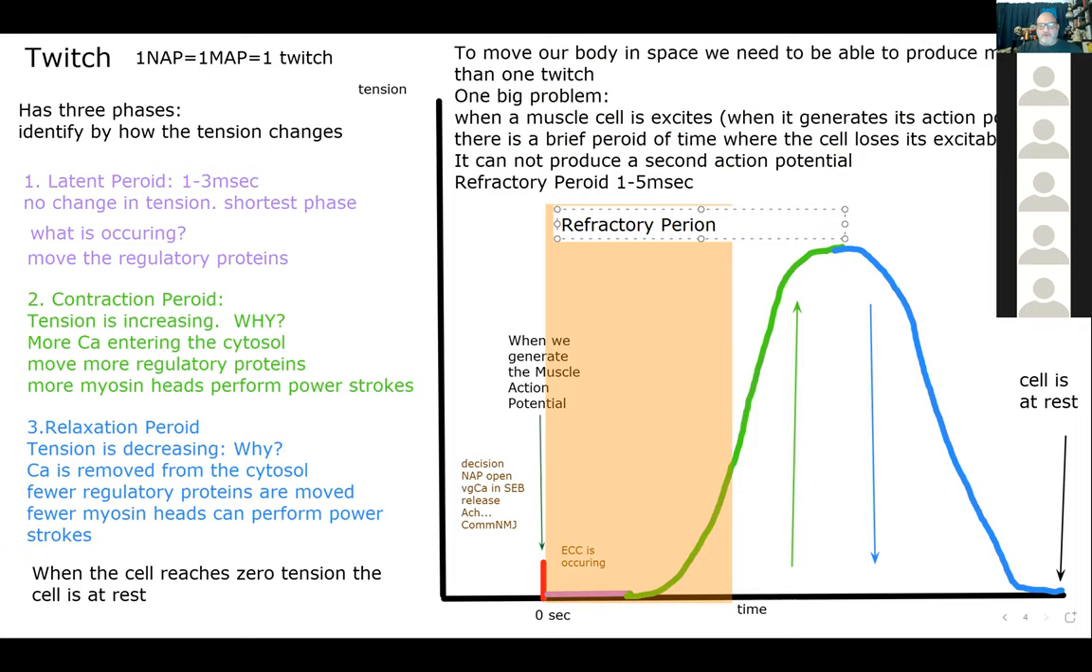Notice the refractory period has nothing to do with this twitch. All the refractory period does is determine when we can produce a second twitch. Well, a second muscle action potential, which produces a second twitch. If I ask you to describe a twitch as an essay question, you do not have to discuss a refractory period. But if we're talking about how quickly you can produce a second one, that is determined by the refractory period. Does that make sense?